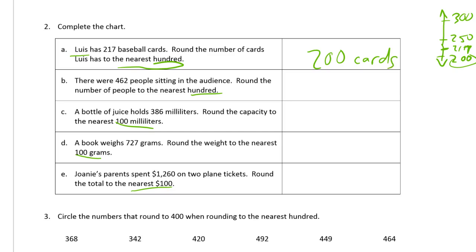462 to the nearest 100. There were 462 people sitting in the audience. Round the number of people to the nearest 100. So 462 is going to be in between 400 and 500. And right in the middle is 450. And 462 is going to be somewhere up in there. Closer to the 500. 500 people.